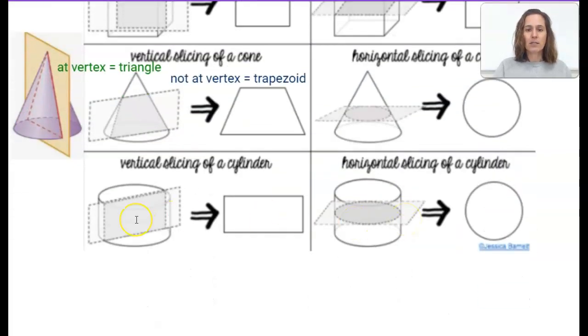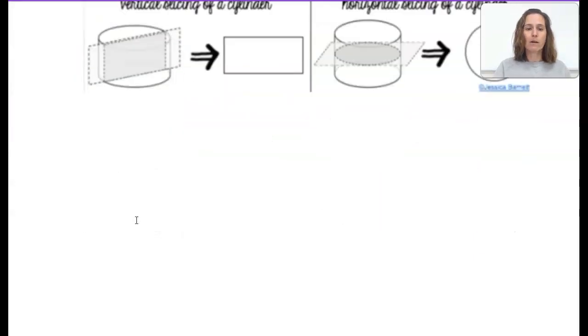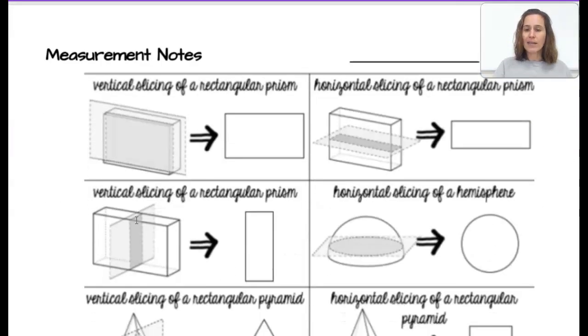The next row we have is a cylinder. If we cut it vertically, it actually creates a rectangle versus horizontally, it would create a circle. Rectangular prisms, because all the sides are rectangles, if you cut it vertically, you'll get a rectangle either way. It just depends if the rectangle will be longer horizontally or longer vertically. And if you cut it horizontally, it would be, again, same idea. If it was a smaller rectangle or larger rectangle, depending on the orientation of the prism. The horizontal slicing of a hemisphere means that I would get a circle.